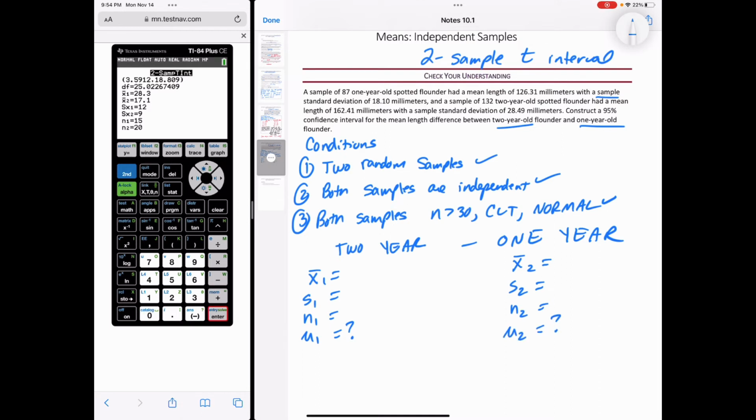And now notice up here, it gives us the 87 1-year-olds first. I'm going to start with this. So I've got 87 1-year-olds with a mean length of 126.31 and a standard deviation of 18.10. The 2-year-olds, I had 132, mean length of 162.41, and a sample standard deviation of 28.49.